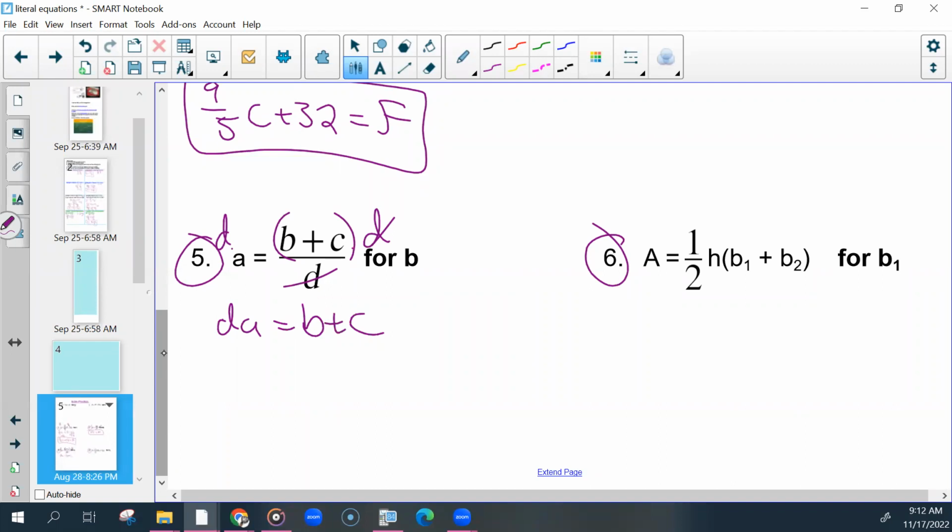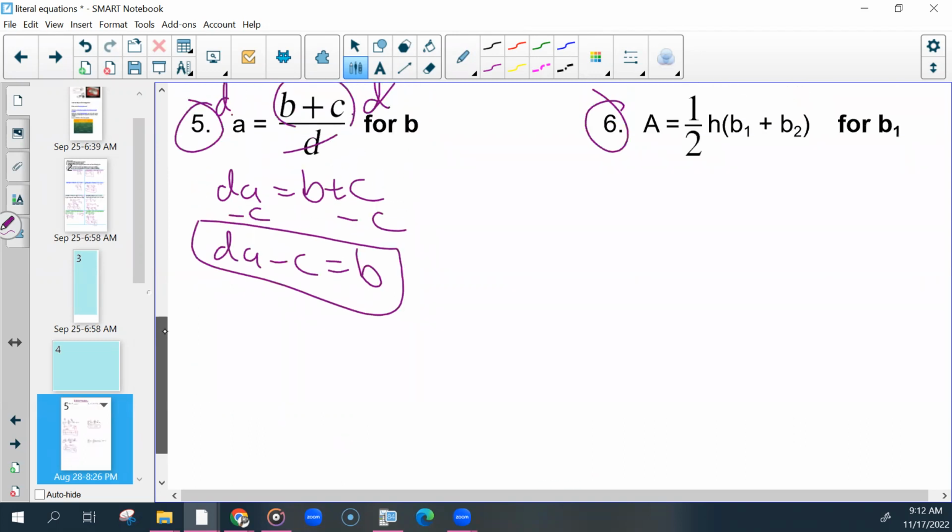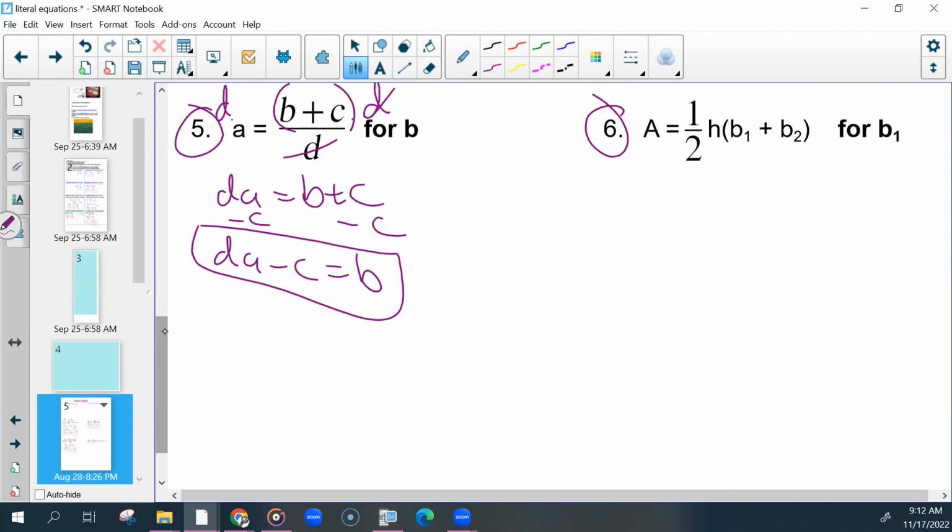And then our last step. Subtract C. The DA minus C equals B would be our final answer. Questions on that one?